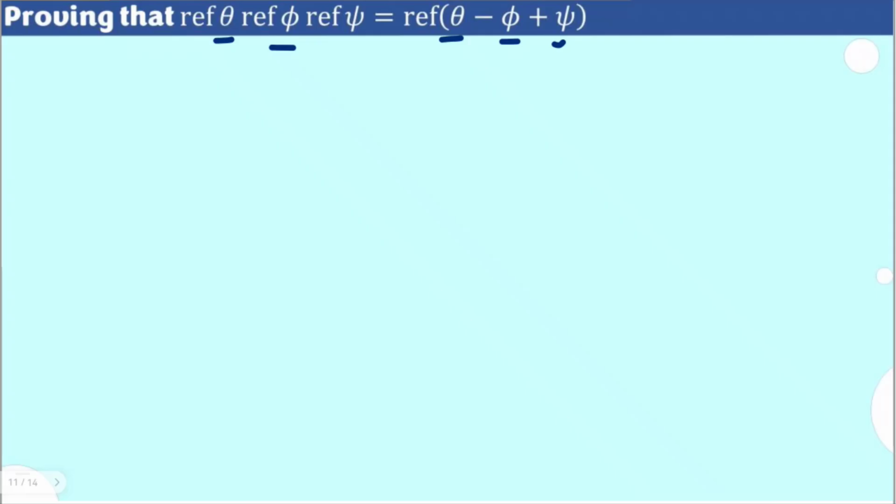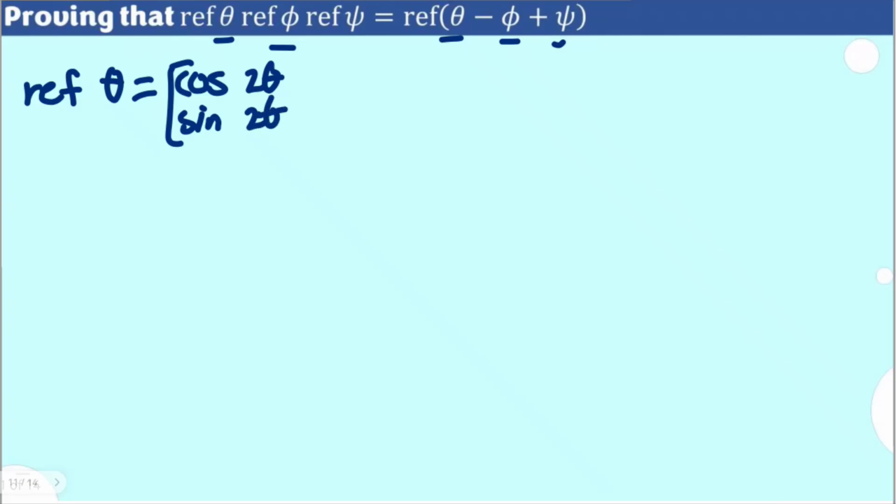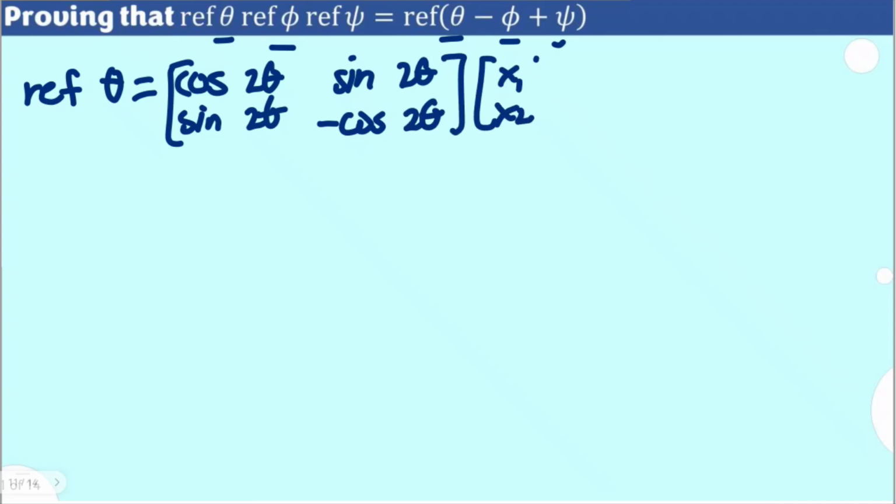a reflection, okay, is equal to, you have here cosine of twice theta, you will have here sine of twice theta, then on the next component you will have here sine of twice theta, and you will have here negative cosine of twice theta. This will be multiplied to the components of x. But we will no longer be using that because we have proven some identities already. So let's talk about this one here.